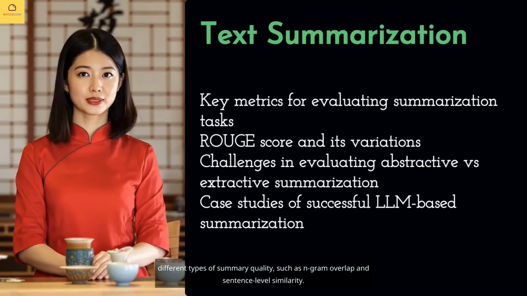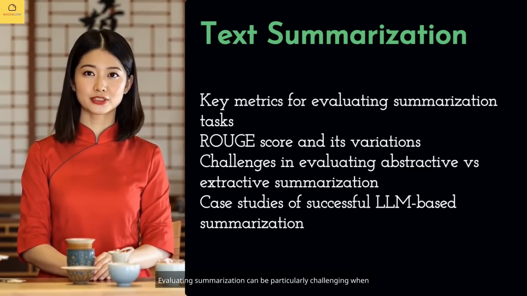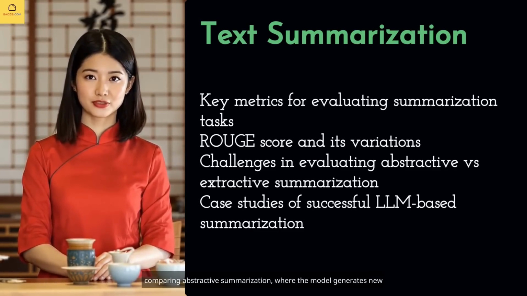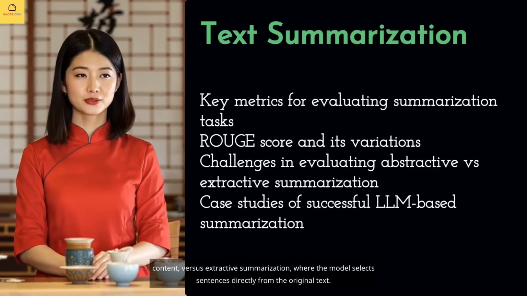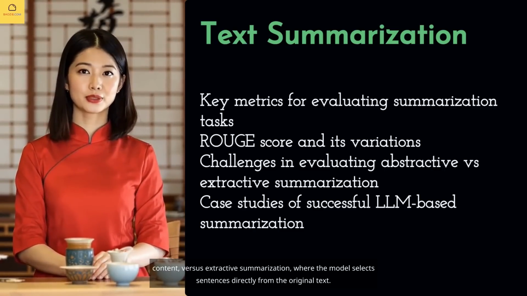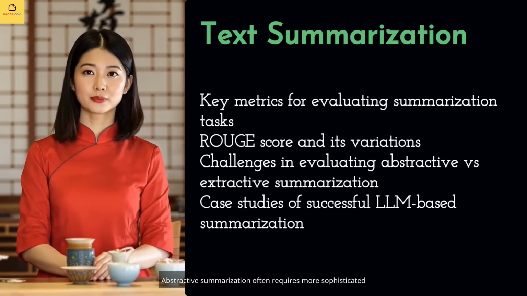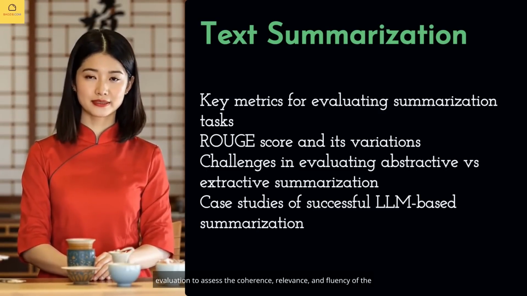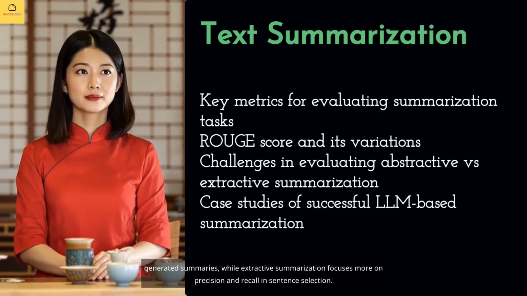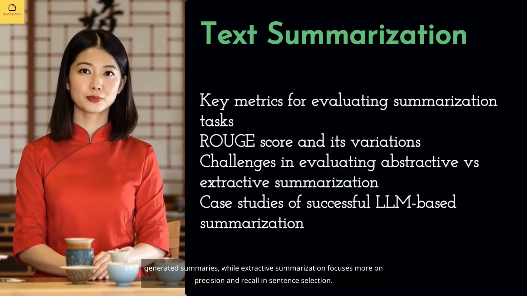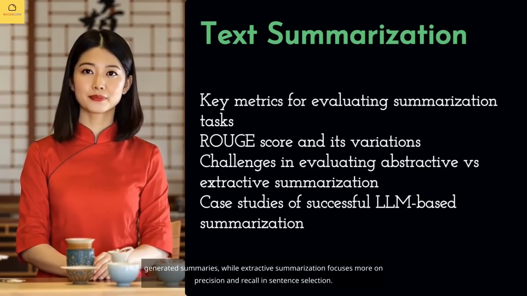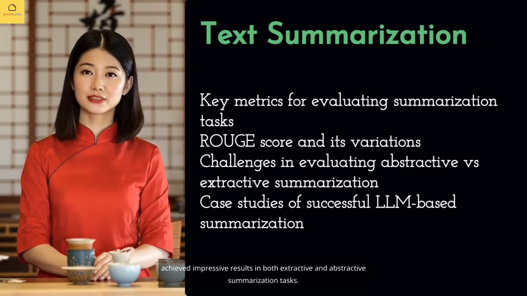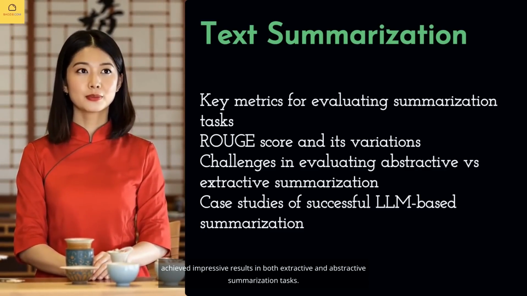overlap and sentence-level similarity. Evaluating summarization can be particularly challenging when comparing abstractive summarization, where the model generates new content, versus extractive summarization, where the model selects sentences directly from the original text. Abstractive summarization often requires more sophisticated evaluation to assess the coherence, relevance, and fluency of the generated summaries, while extractive summarization focuses more on precision and recall in sentence selection. Despite these challenges, large-scale models like GPT and BART have achieved impressive results in both extractive and abstractive summarization tasks.